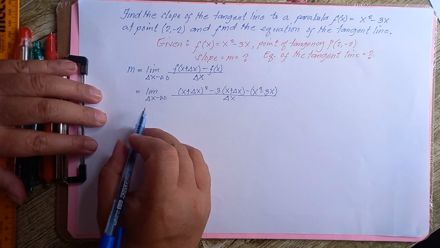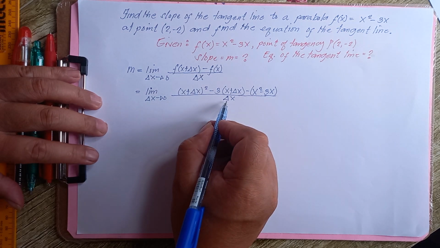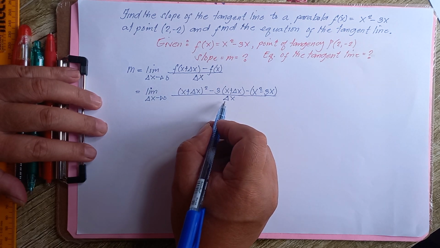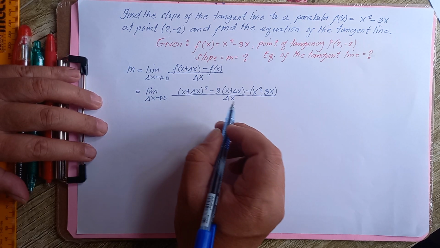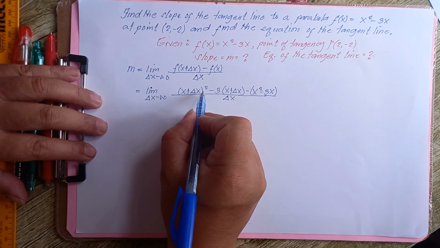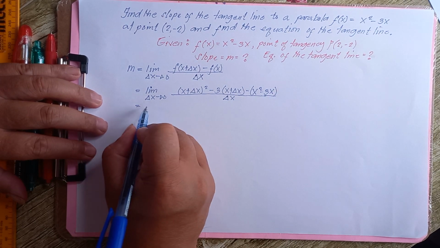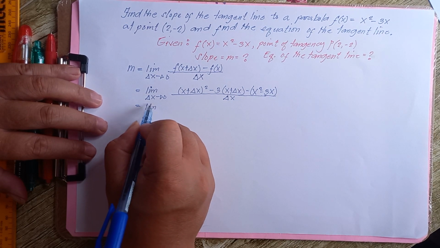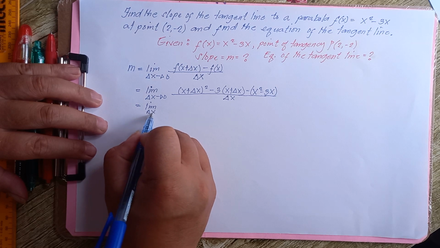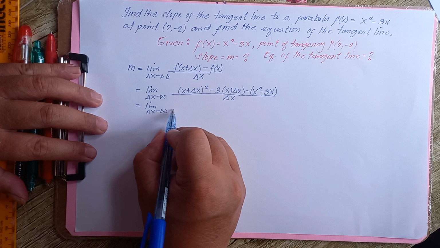Now with that, we cannot make use of the direct substitution in here, because if we do the direct substitution, it will make the denominator 0 and it will turn the limit to undefined. So how is that? We are going to simplify. Okay, so we will simplify. So we have in here the limit as your change of x approaches 0. So this one will simplify.